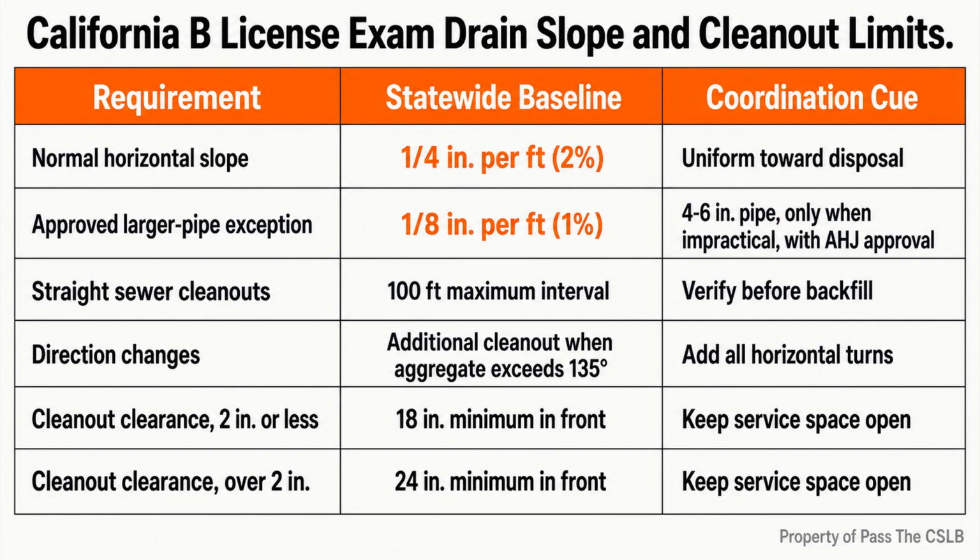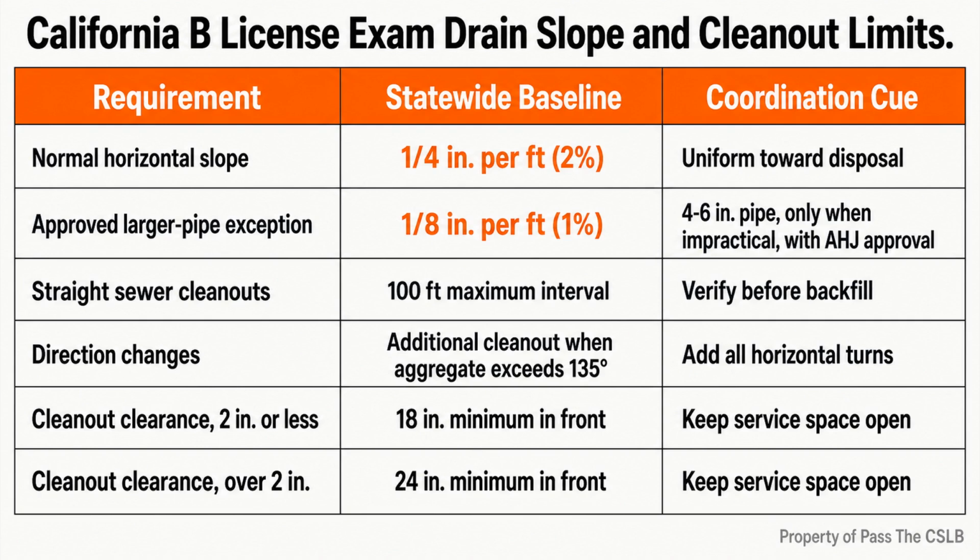The trench can be ready for pipe and still be unsafe for a worker. At a depth of 4 feet or more, a trench excavation needs a safe means of egress, such as a stairway, ladder, or ramp. That egress has to be positioned so an employee does not travel more than 25 feet laterally to reach it.